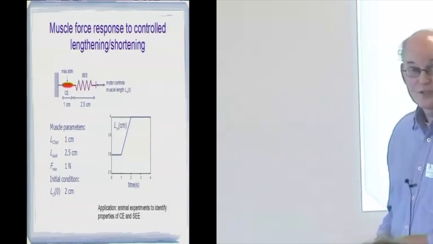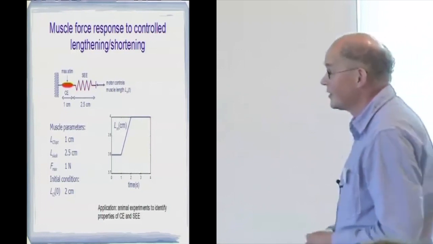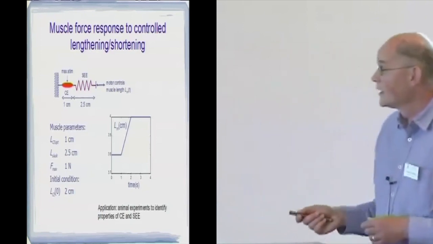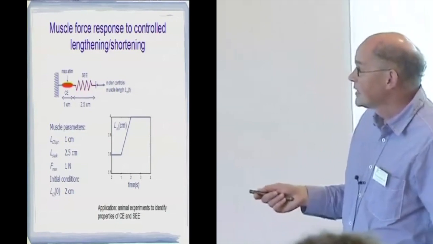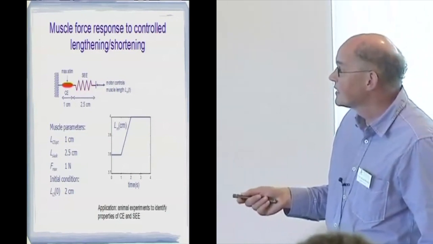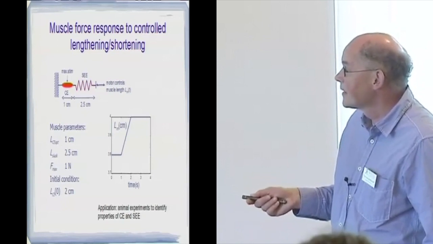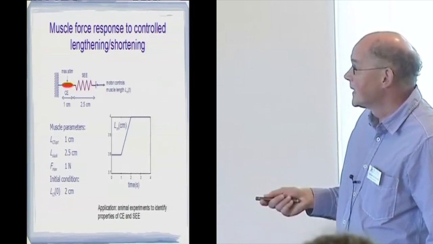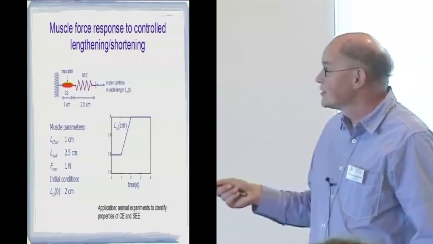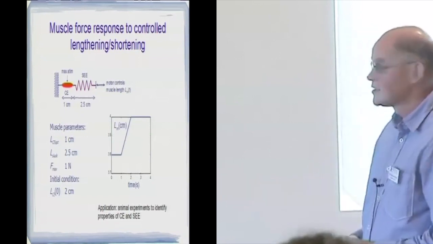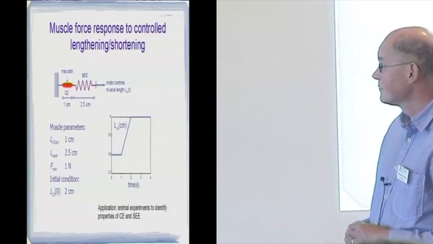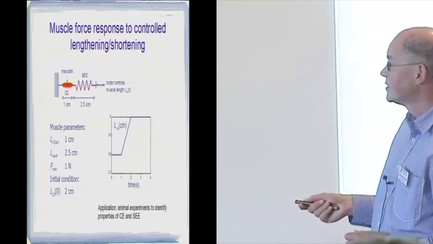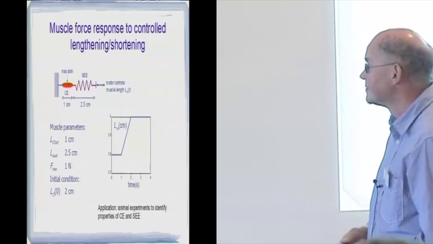That's really how people study muscle mechanics in animal muscles. I put in some muscle parameters, and I think it's a rat soleus muscle. The fiber length is 1 centimeter, and you have a slack length of the series elastic element of 2.5, and a maximal force of 1 Newton. I put in an initial condition of 2 centimeters, so this contractile element is very long. It's about twice the length at which it can produce optimal force. Then I'm going to program this motor to start at 3.8 centimeters and then ramp up to 4 centimeters and then stay there.